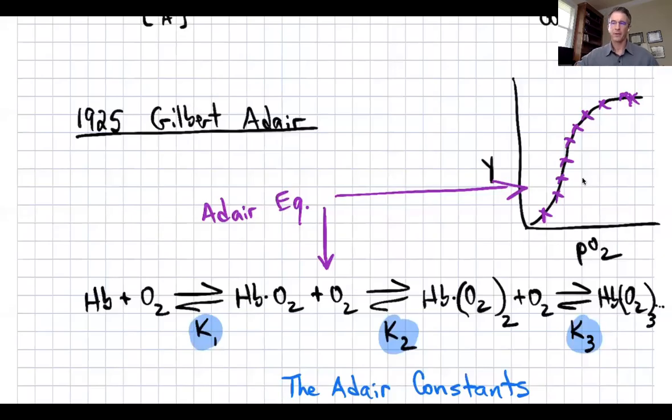Hi guys, welcome back to our ongoing discussion of ligand binding, and specifically the idea of thermodynamic linkage or cooperativity in ligand binding. Now we left off last time with this discussion about Gilbert Adair, who had come up with a mathematical approach to explaining these nonlinear sigmoidal binding curves that hemoglobin displayed relative to the binding of oxygen.